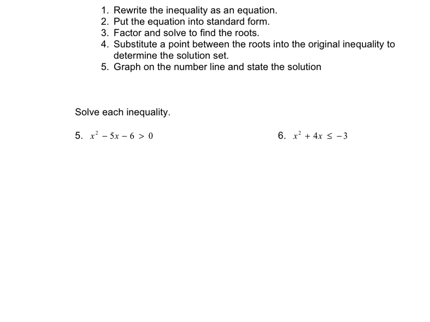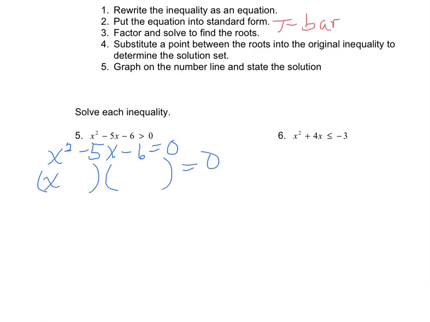With number 5, it's an inequality. So it says to rewrite the inequality as an equation. Okay, that's easy. So I have x squared minus 5x minus 6 equals 0. Put it in standard form, it already is, so I'm going to factor and solve for the roots. So basically I'm going to factor and t-bar, just like I did on the other examples. I can't GCF, so I'm going to go to 2 binomials. An x and an x, I need factors of a negative 6 that will add to give me a negative 5. Yep, negative 6, positive 1.